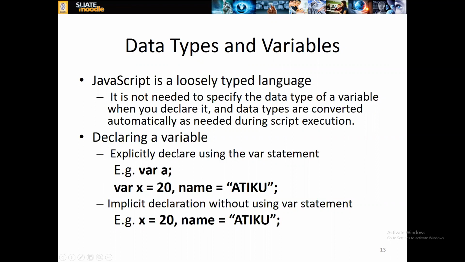Right. Declaring a variable can be done in two ways, explicit declaration and implicit declaration. In explicit declaration, you have to use the var keyword, but in implicit, you don't need to use the var keyword, right? This is much easier than in Java and other programming languages because you don't need to add anything. You can just give a variable name and assign a value.